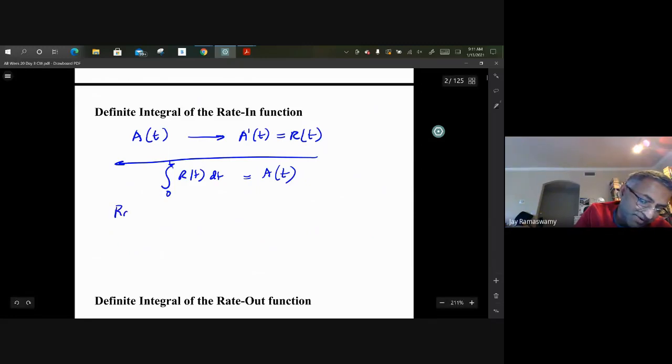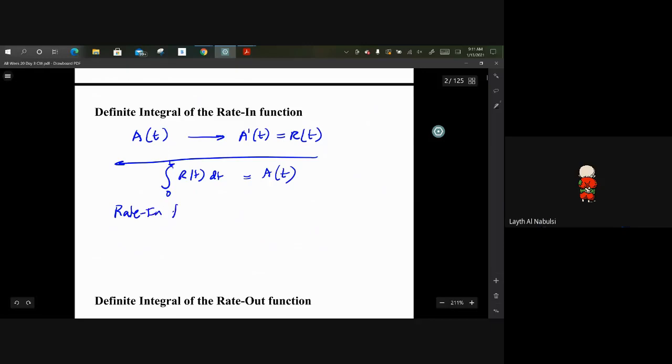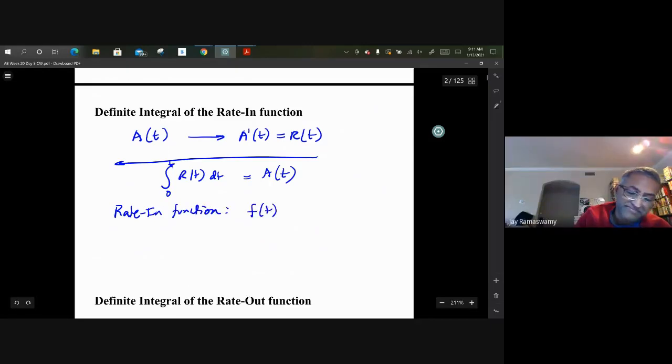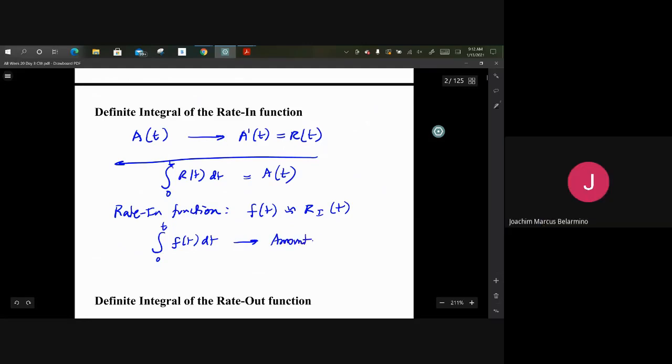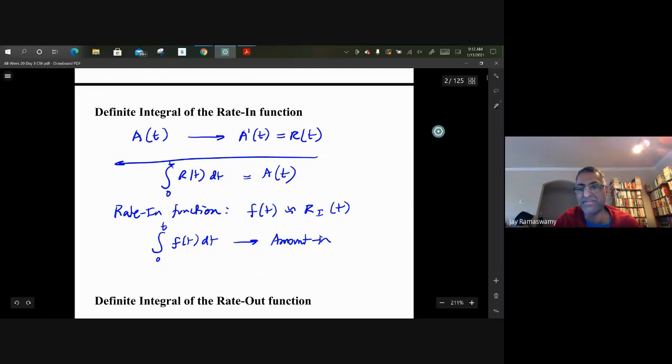So write this down, please. You have a rate in function. Assume I call it f of t. That's the rate in function. I'm going to say something, see if it makes intuitive sense. If I integrate from 0 to t, f of t dt, remember, I'm integrating the rate in function, will that give you the amount in function? How much came in? How much arrived? How much was deposited? It'll give you the total amount in.